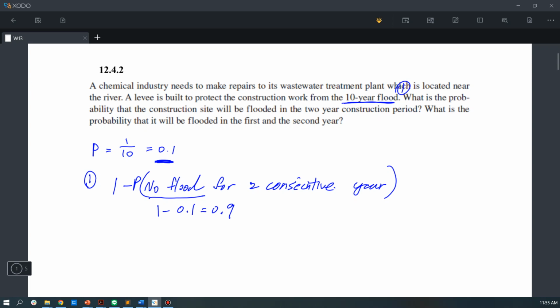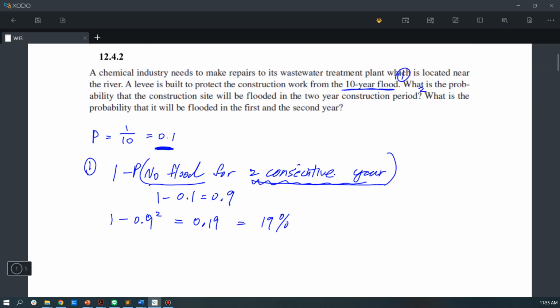So we want to calculate the probability for 2 consecutive years, and to do that, we can just square this 0.9. So the entire term becomes 1 minus 0.9 to the power of 2, because it's 2 consecutive years. And this will give us the answer 0.19. That is 19%.